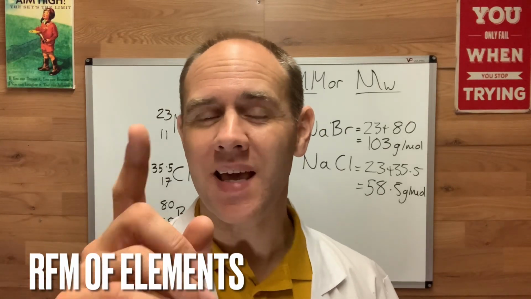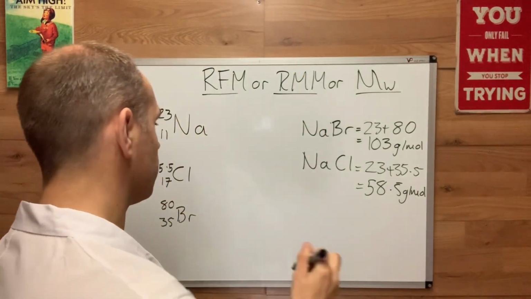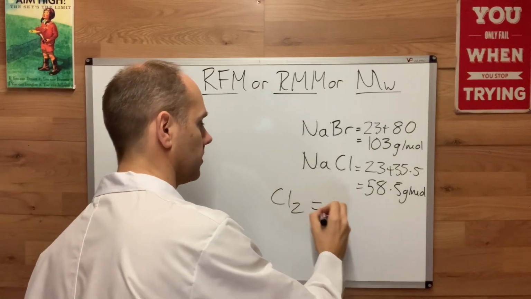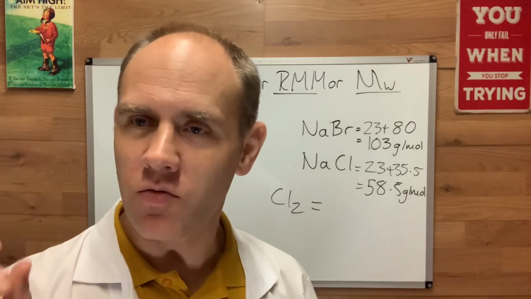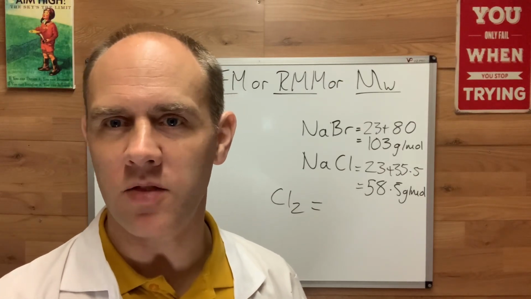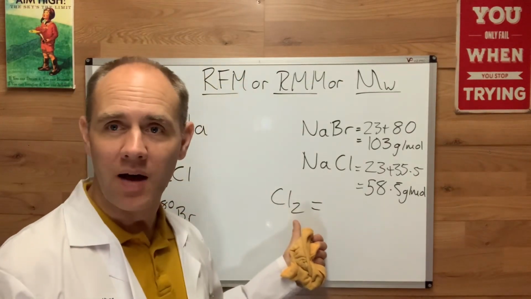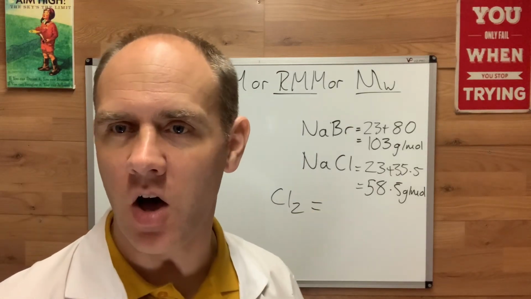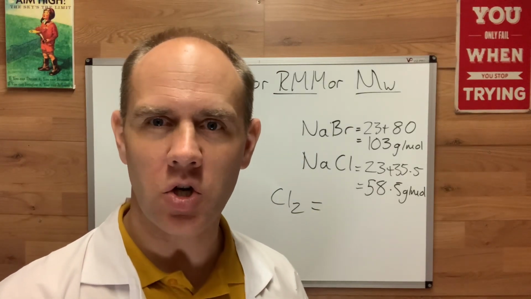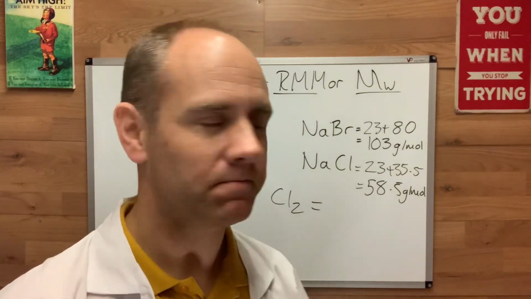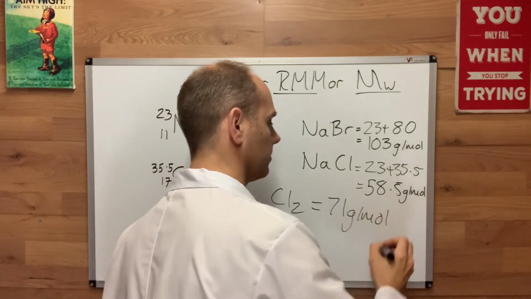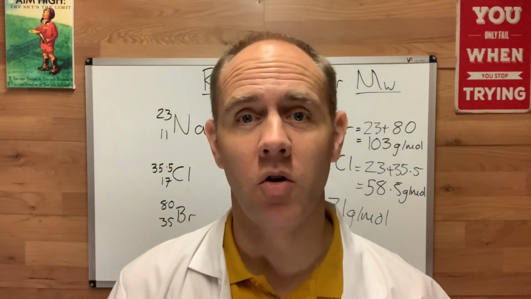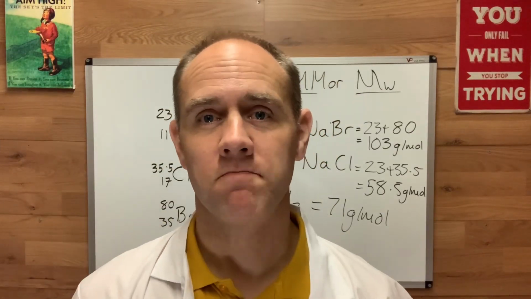Oh, by the way, if it's an element which is a diatomic molecule, you use the relative atomic masses and you multiply them by whatever value you have. So in this case, we've got 35.5 times 2, which should be 71. And the noble gases are, of course, just themselves. That's it.